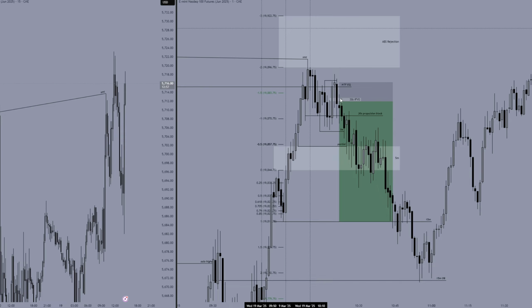I aligned with my entry confluences, so the 30-second inversion. We also inversed this 1 minute gap right here, the 30-second propulsion block, and then targeting this 15-minute unfilled gap.